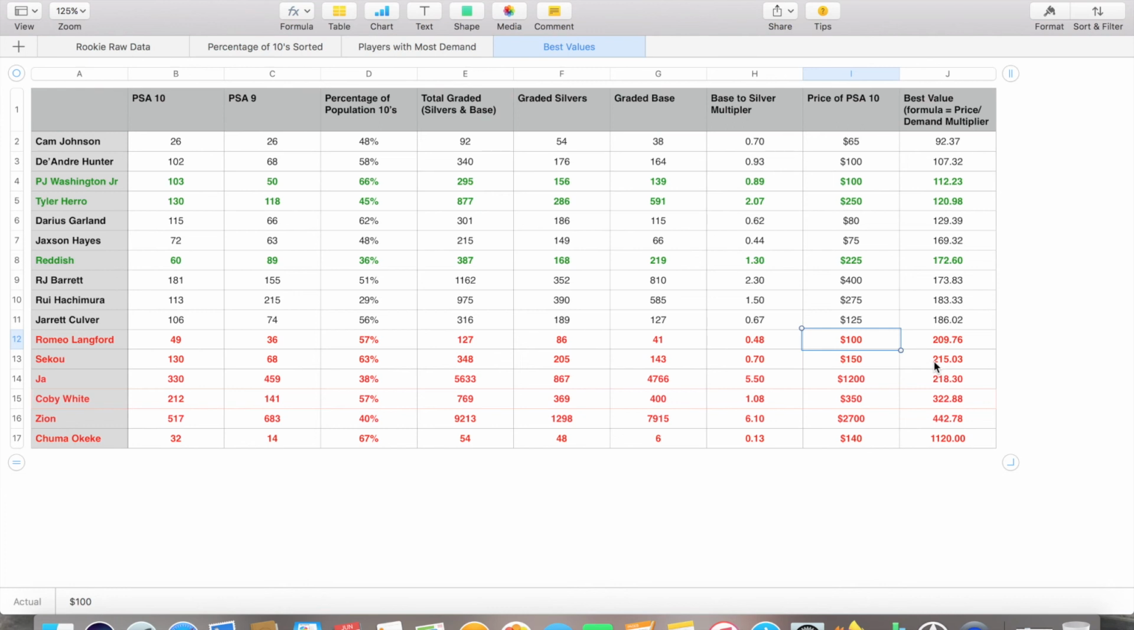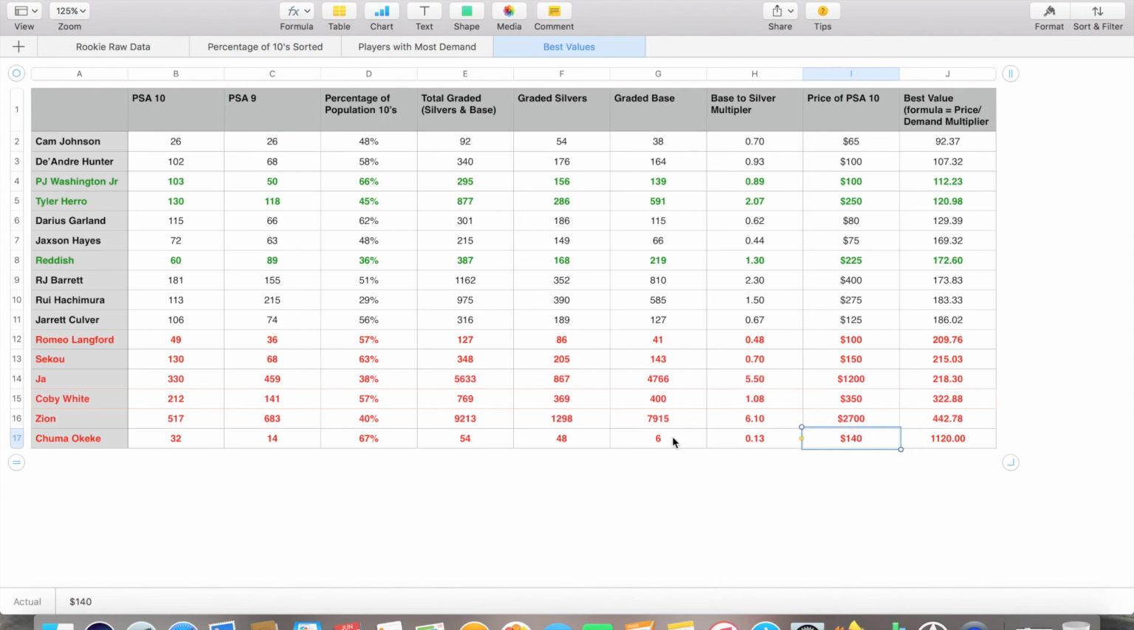And then I think the number one most expensive player that I see is Chuma Okeke. A couple months ago, I was thinking he's definitely a sleeper. His prices were just a couple bucks for silvers. I think at one time they were $8 to $10 for a silver. It was like a no-risk gamble. His PSA 10s are selling for about $140.